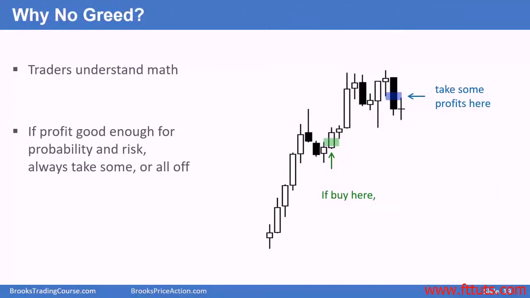Why no greed? Because they understand the math. If the profit is good enough for the probability and the risk, they'll always take some off, and the result is a pullback, or at least a pause. They buy this for a second leg up, strong bull breakout, pullback. They buy a high one, bull flag, a little pullback, and they see the market stalling. A lot of traders will take some profits here, and they'll take profits here, and that's what's causing the pullback. They try not to get greedy. They always take some off when they have good profits and it appears that the market is at a resistance level and might be stalling.